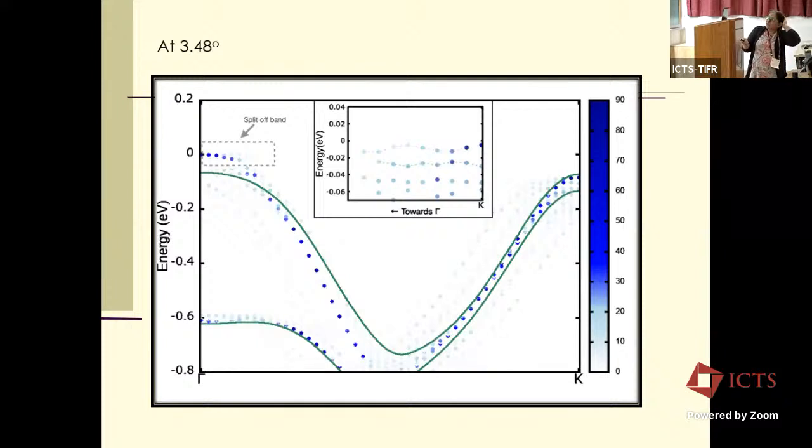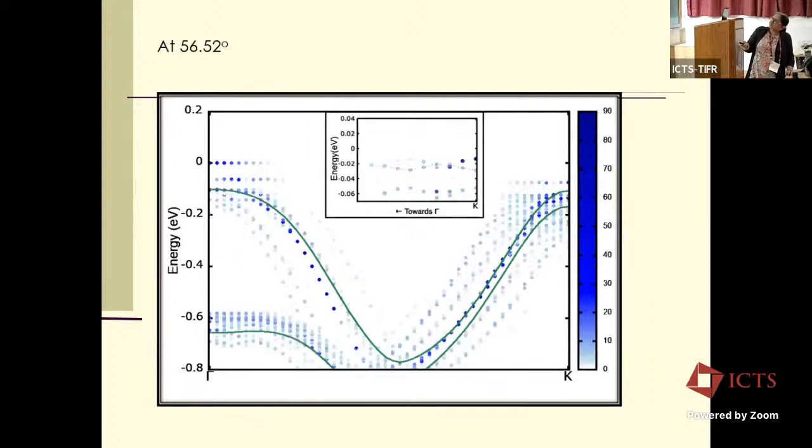Now look again. This was a result which I showed you earlier also: we have a single flat band coming out. However, when we looked at the results at the twist angle of about 56.52, we see that there are two flat bands emerging in this case.